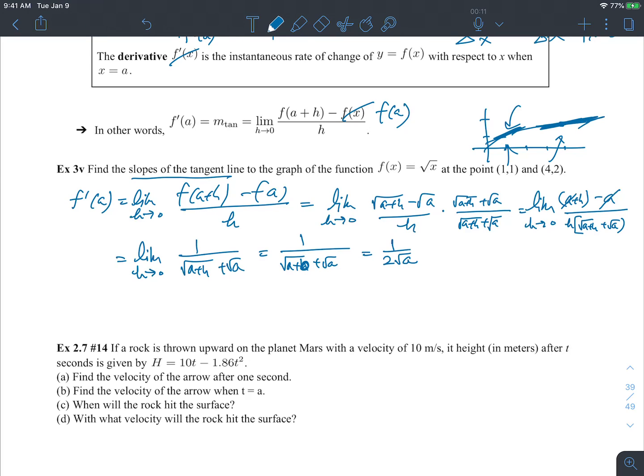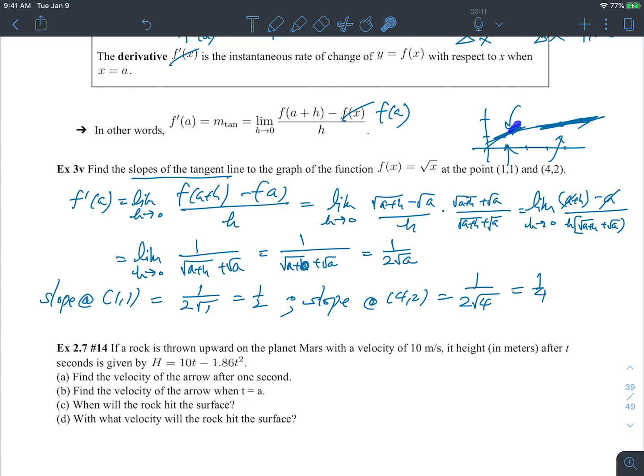I think we found a formula for this. So in the case of (1, 1), x here represents the a. So the slope, why don't I just move this out a little bit. The slope at that point is equal to 1 over 2 square root of 1, which is half. And the slope at (4, 2) is 1 over 2 square root of a, but a is 4, so that is 1/4. So what this showed us is that this slope is indeed half, and over here, my slope is 1/4. Even though it's a rough picture, that sounds about right, doesn't it? That's right. All right, guys.